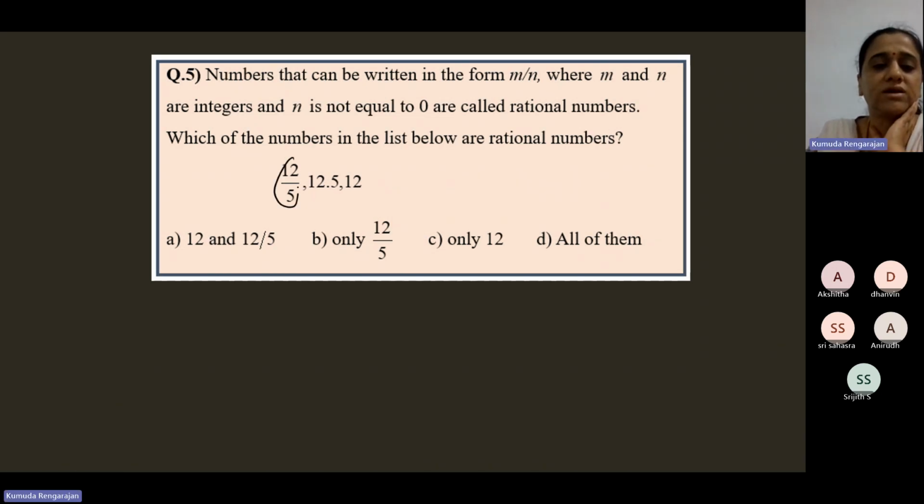So here this is in the form m by n, so it is a rational number. This is a terminating decimal, so it is a rational number. 12 is 12 by 1. It is a rational number. So the correct option is all of them.